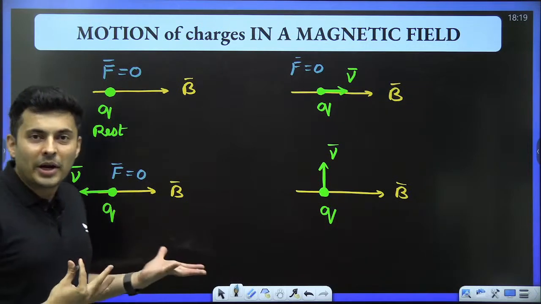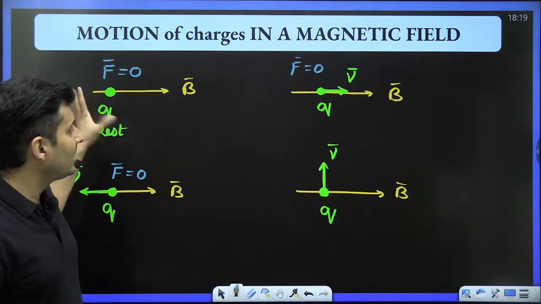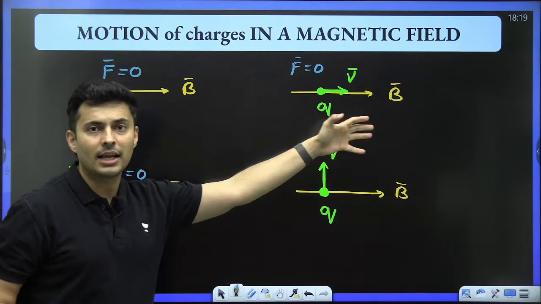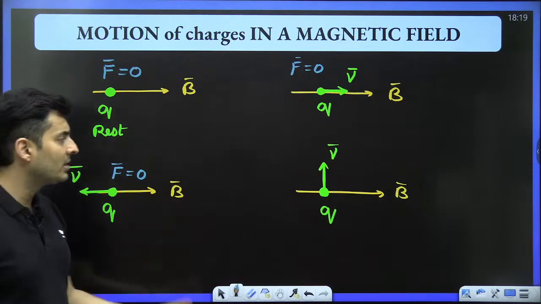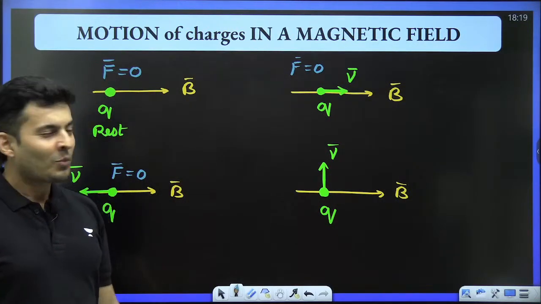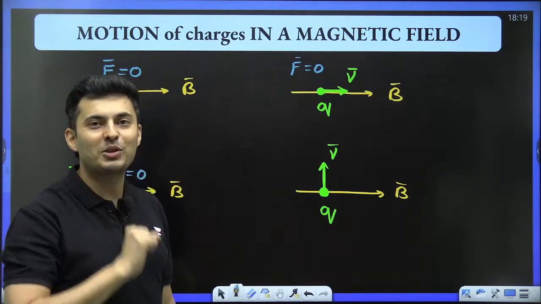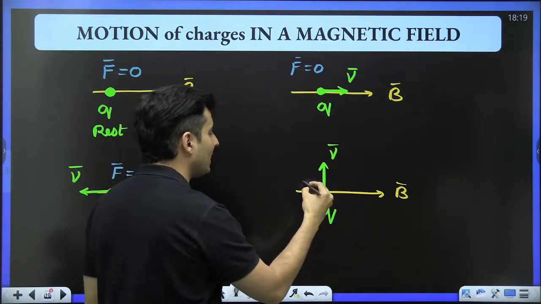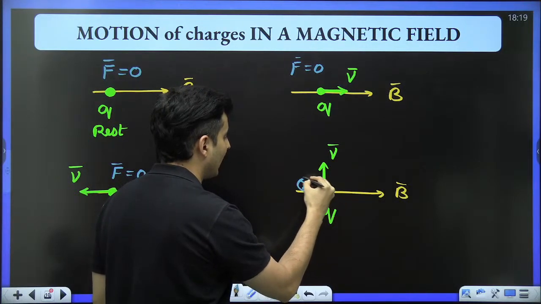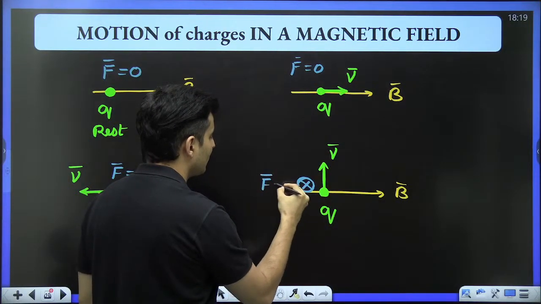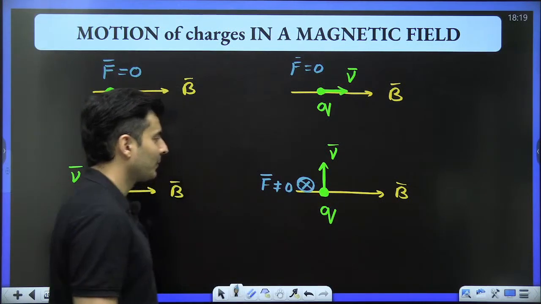Then they were like, oh my God, I keep it as it is, nothing happens. I throw it like this, nothing happens. I throw it opposite, nothing happens. What if I throw it perpendicular, like that? Then they saw the force was not zero. In fact, the force came inside the plane. The force acting on the charge was like this. This force was not zero.